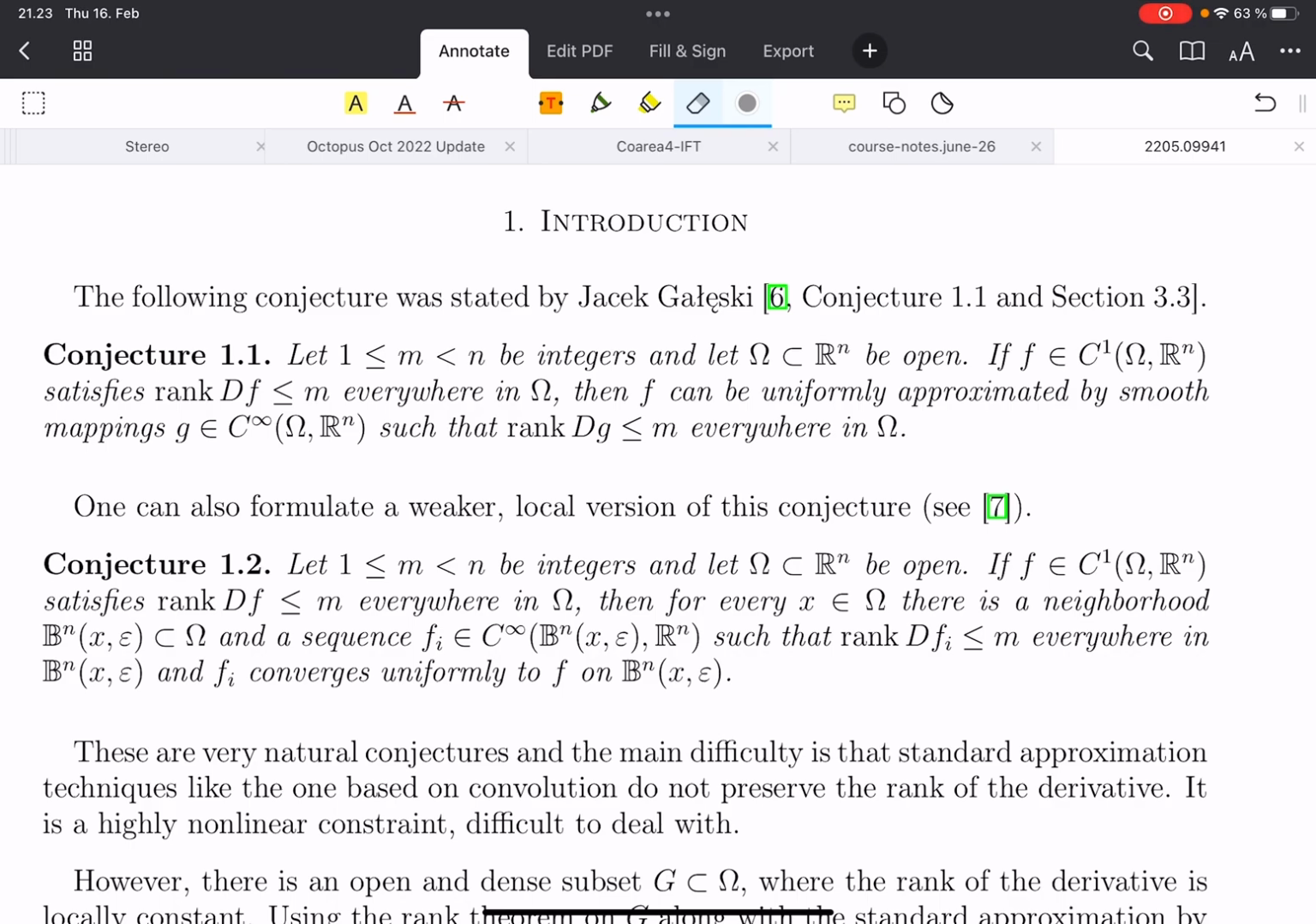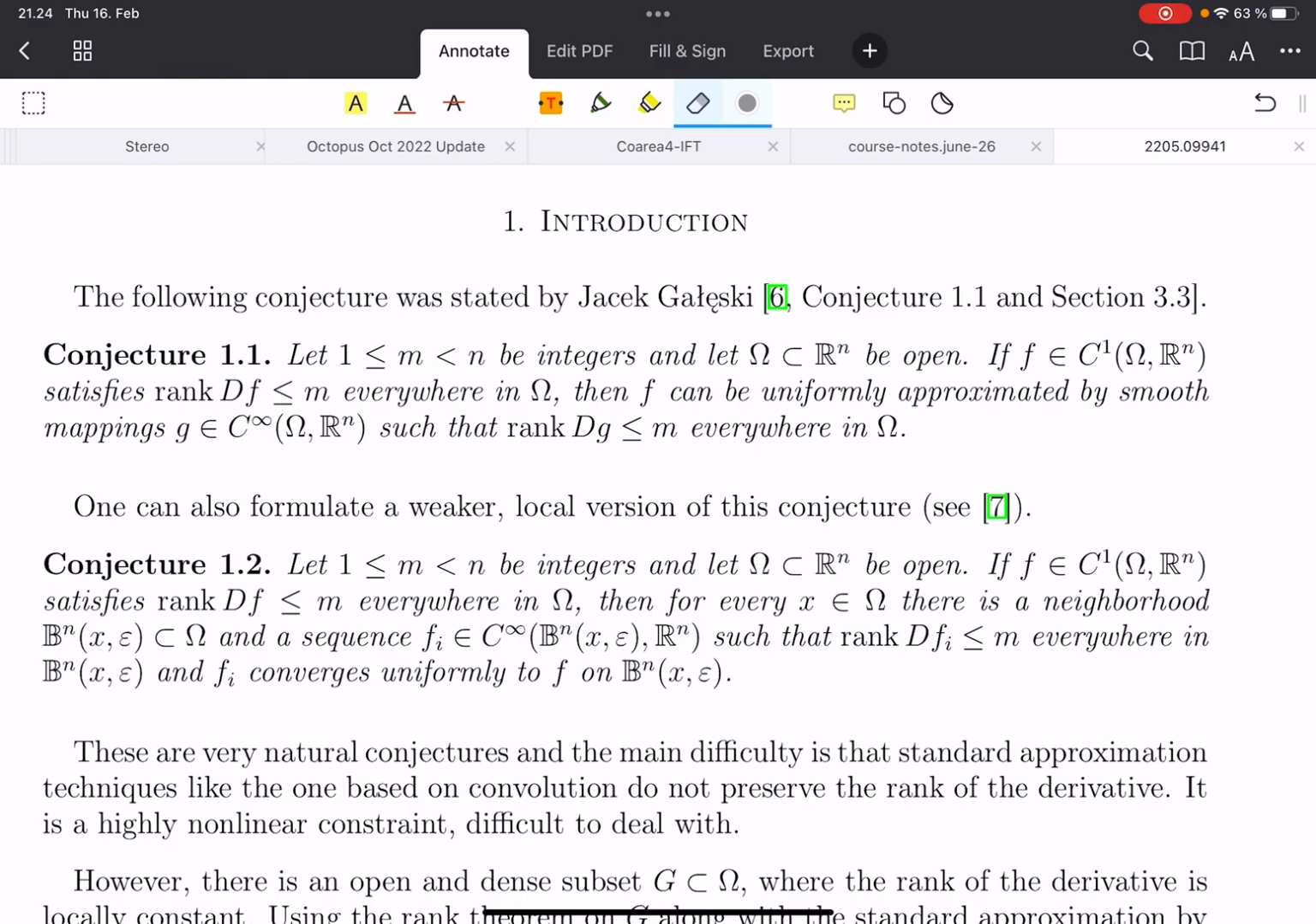With patience, he takes care of explaining the background, and he doesn't shy away from having a long paper that can paradoxically be read in a shorter amount of time. Anyway, the question the paper considers is a conjecture by Gałęski. I hope I'm pronouncing it the right way. Sorry, I didn't check that.